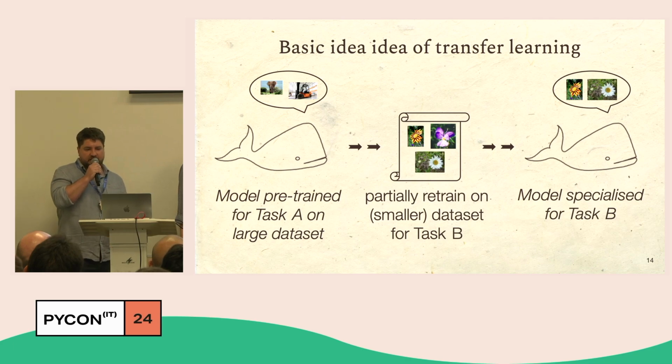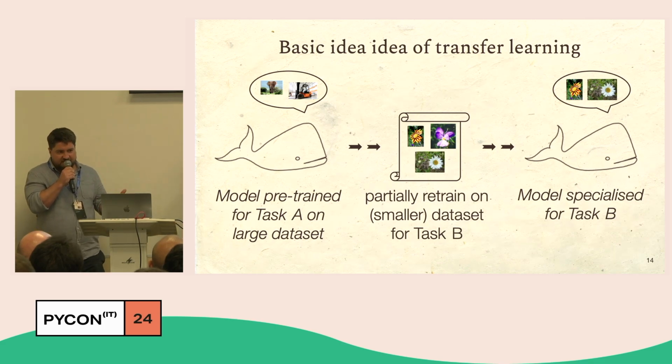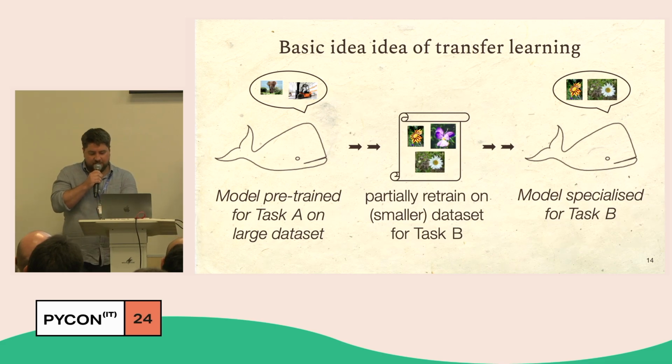And here comes the basic idea of transfer learning. We have this model pre-trained for task A, usually on a very large data set that is beyond our micro budget, and we want to reuse a part of it, partially retrain the model for a new task, task B, usually on a very much smaller data set with much less compute resources, and we get out a model specialized for task B.